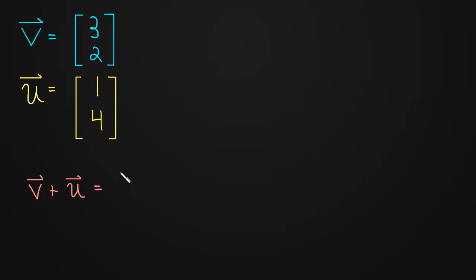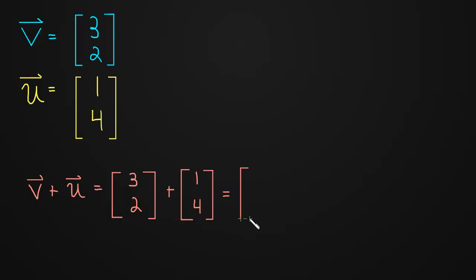So u plus v, or v plus u, I should say, v plus u is simply going to be, we're going to take the two vectors and add them. And how do we do this? Well, we just add their corresponding components together. So the first component of v plus u is just going to be the first component of v, which is 3, plus the first component of u.